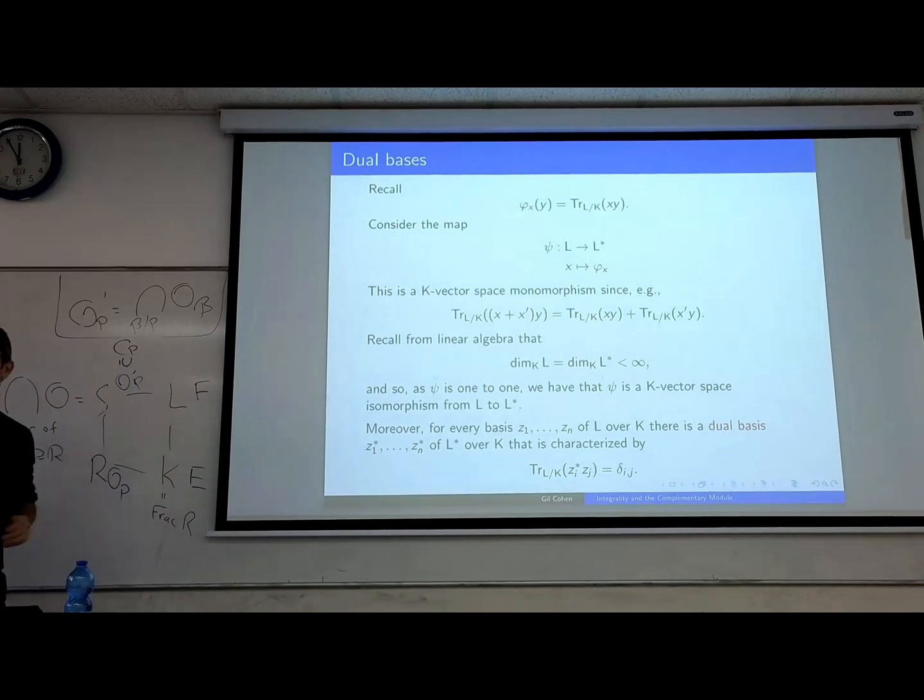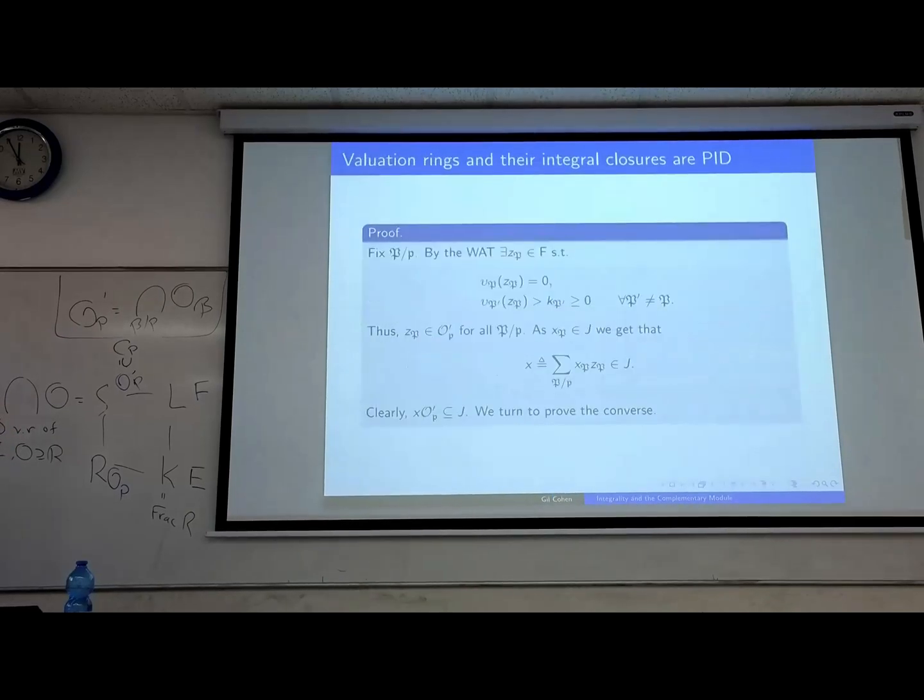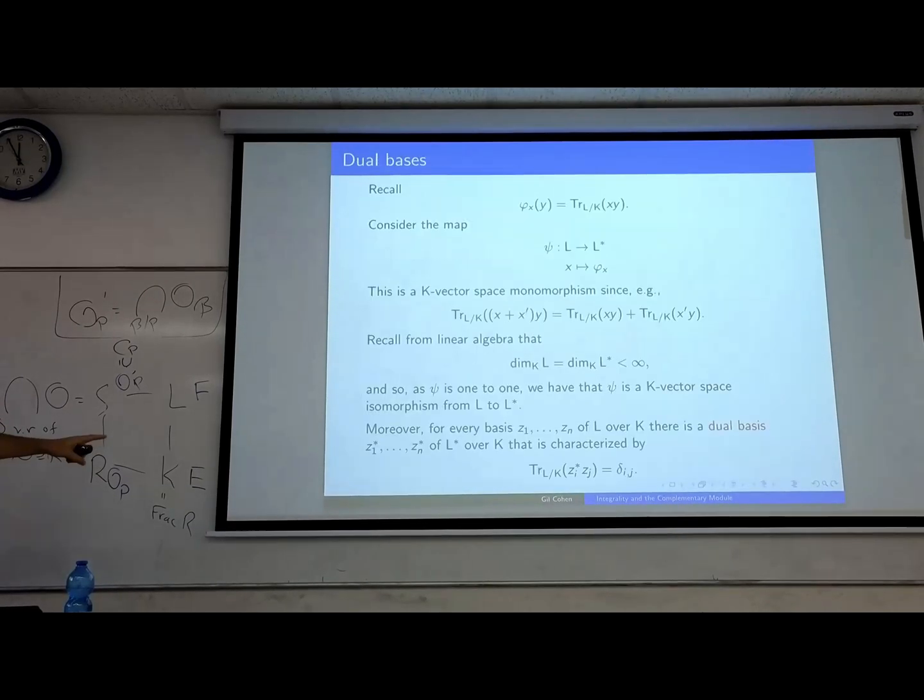These are all vector spaces. Everything is at the level of vector spaces. Maybe I should have done some example, but we are going to see a concrete example. Actually, there is an example.